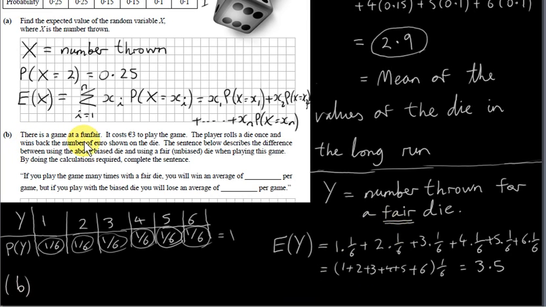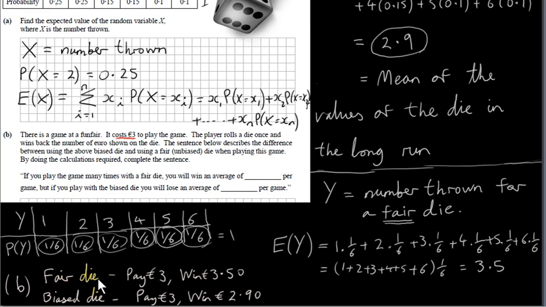There is a game at a fun fair. It costs €3 to play the game. The player rolls a die once and wins back the number of euros shown on the die. The sentence below describes the difference between using the above biased die and using a fair, that is unbiased, die when playing this game. By doing the calculations required, complete the sentence. If you play the game many times with a fair die, you will win an average of how much per game? But if you play with the biased die, you will lose an average of so much per game.